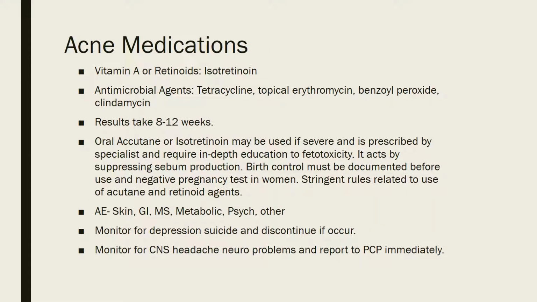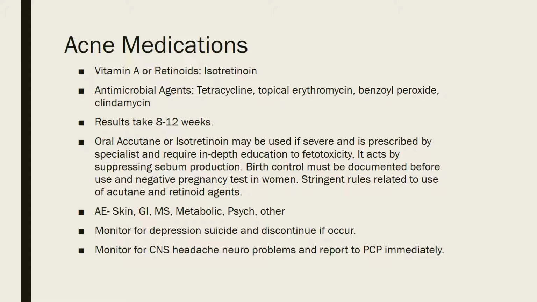So our vitamin A or retinoid is the isotretinoin, and other medications that are used for acne can be the antimicrobial drugs. And let's talk about the retinoid, the isotretinoin. That is, of course, used commonly to treat acne. It can also be used for psoriasis. You may see it used for aging and wrinkling of the skin from sunlight exposure, and certain skin cancers as well.